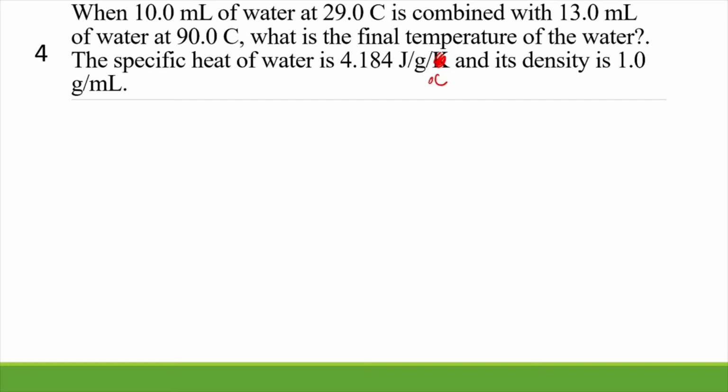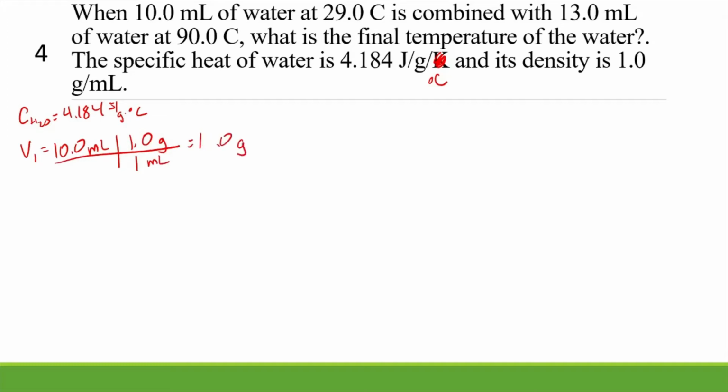So let's start by just summarizing what we know. We know the specific heat of water is 4.184 joules per gram degrees Celsius, and we know the density of water. I'm not going to bother writing that down though. We also have some volumes here. So V1 is going to be this 10 milliliters of water, and we can immediately make that into grams. 1.0 grams per 1 milliliter, so we have 10 grams of water. And it is also at an initial temperature, so T1 initial of 29.0 degrees Celsius.